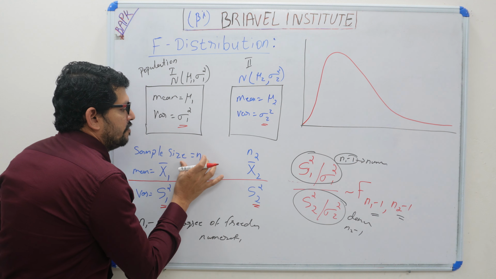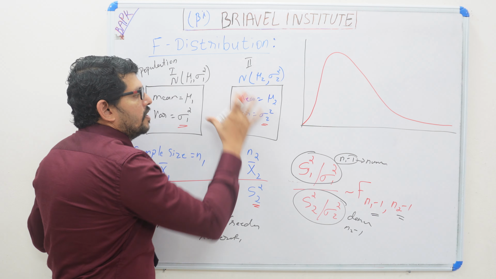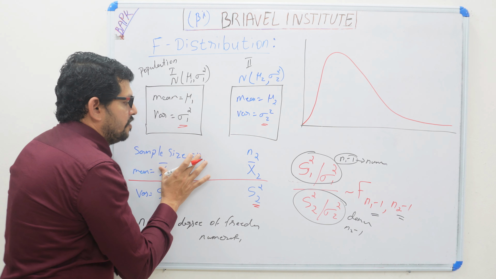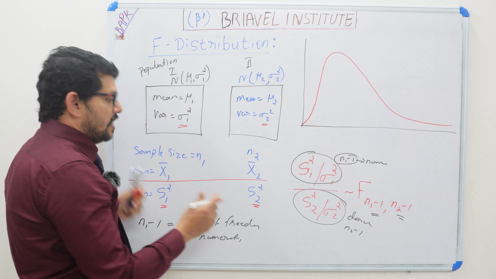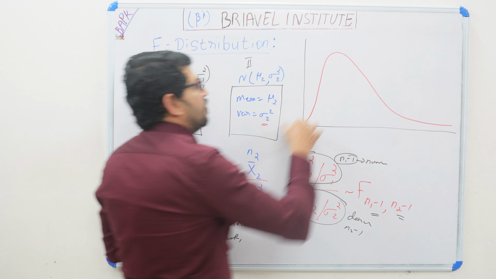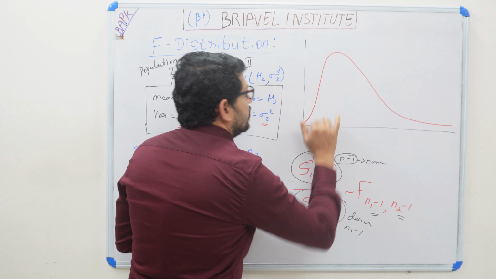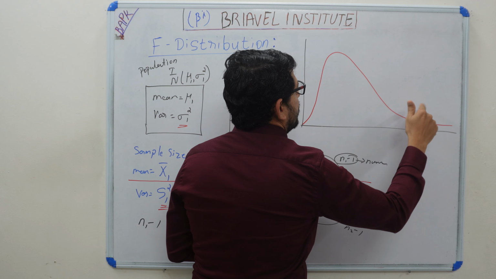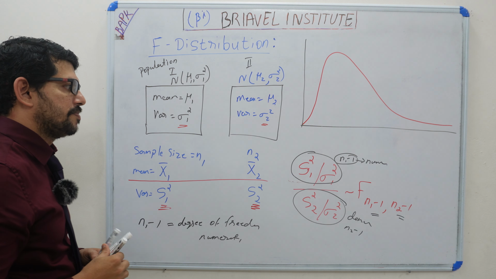If N1 and N2 are higher values, it will approach a normal distribution, and if N1 and N2 are lesser values, the sample size is smaller and some skewness will be there. Here you are taking the variance, so it is positively skewed. So changing the N1 and N2 values, the skewness will change.